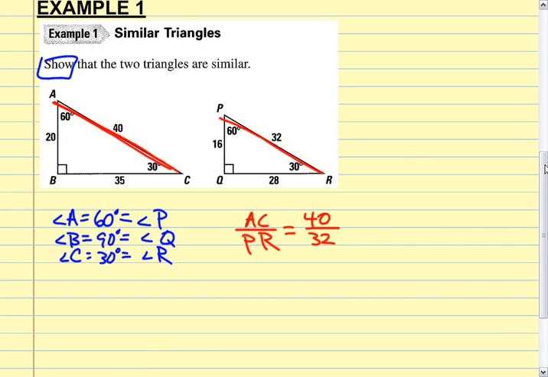Now, we're going to leave it there for the moment. We're going to finish this problem up on the next video. So far, are we all right with the angles? Good. We'll finish the sides at the beginning of the next video.